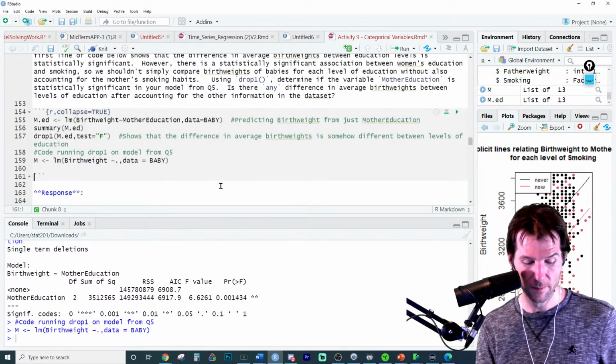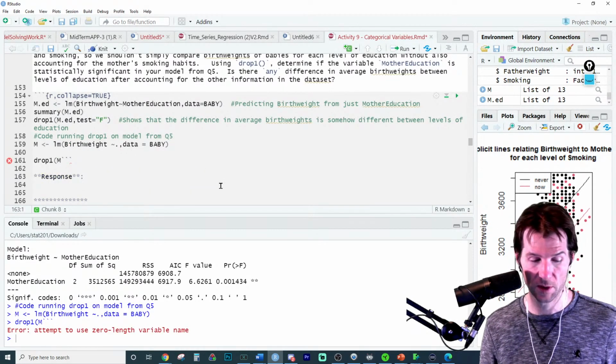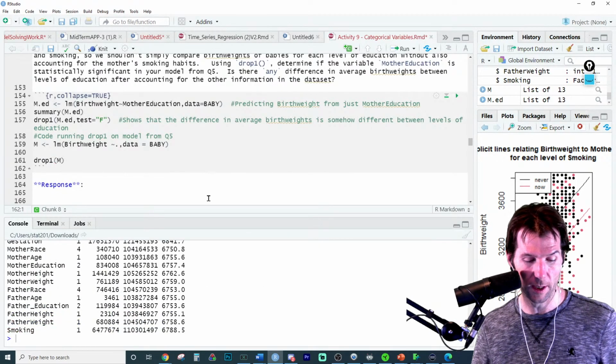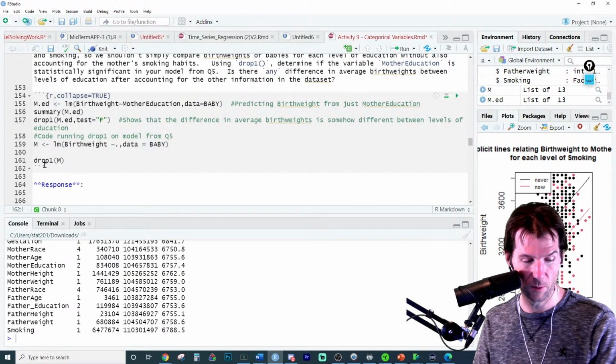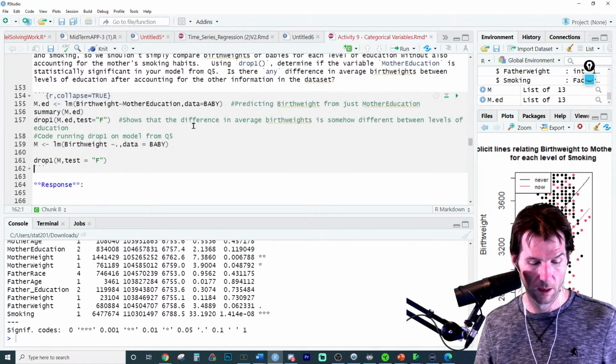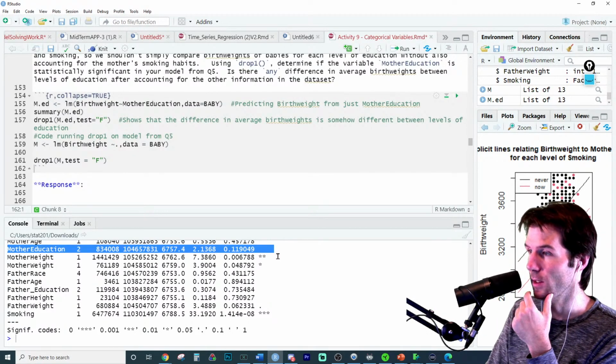So after we control for all the variation of every other variable, which we have in our full model right here, we can run the drop one here, and you're going to get a lot of results with this. We can run the drop one right here, and with the drop one, you'll see mother education. We need to do test equals F. Forgot that. And mother education is not statistically significant.